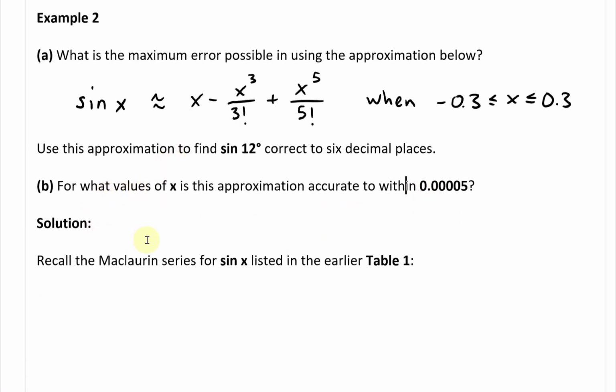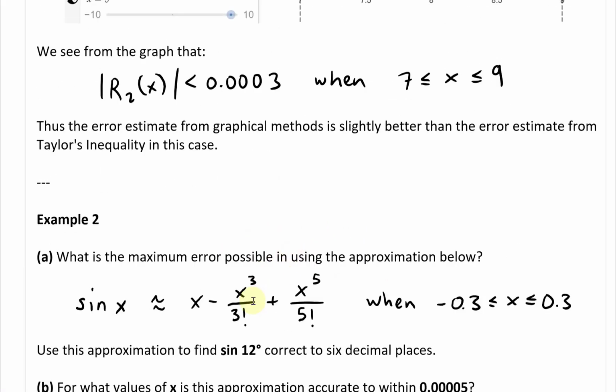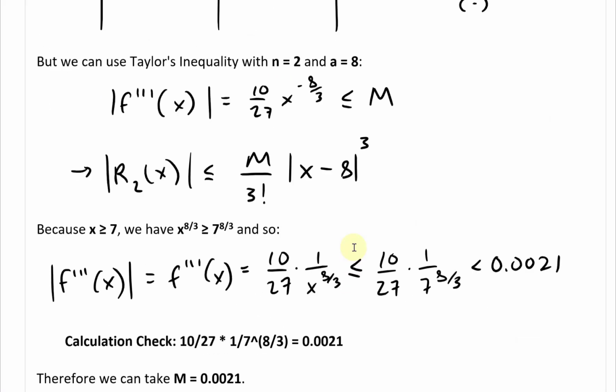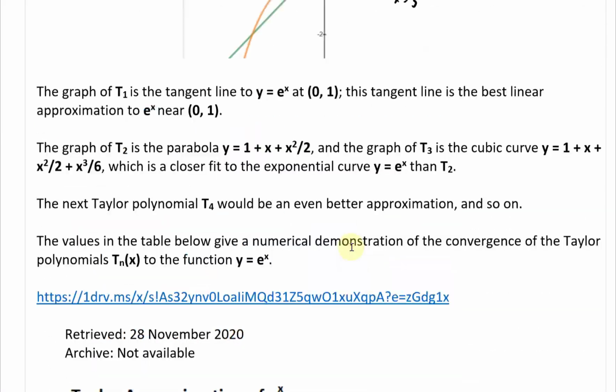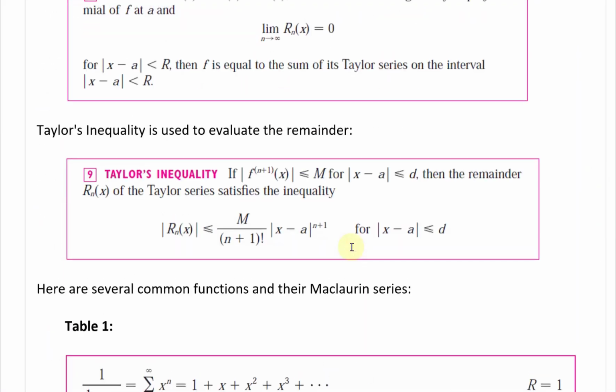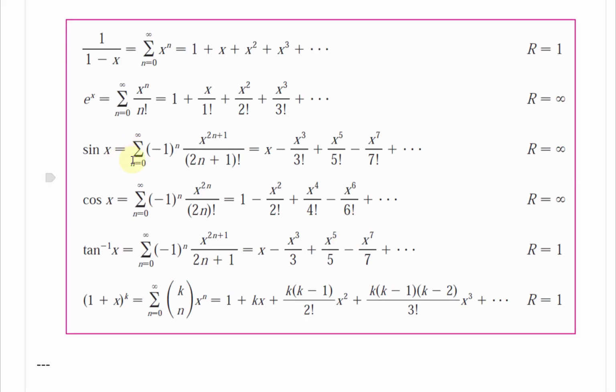So recall the Maclaurin series for sine of x listed in the earlier table. It's just this one right here, but it keeps going on to infinity. So let's look at this for completeness and write it out. This is sine of x equal to the summation from n equals 0 to infinity of negative 1 to the power of n, then x to the 2n plus 1 divided by 2n plus 1 factorial, and it equals all of this over there.